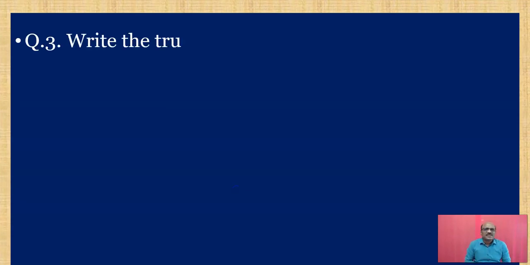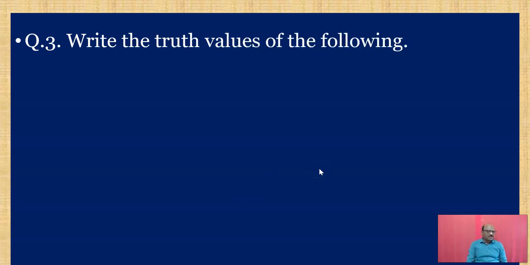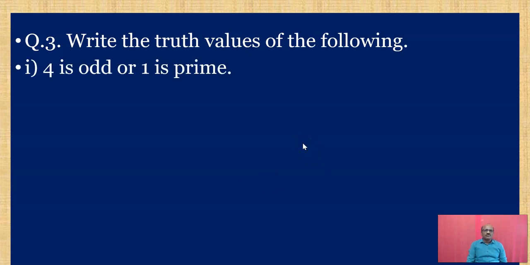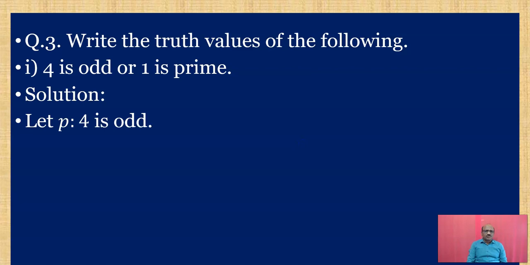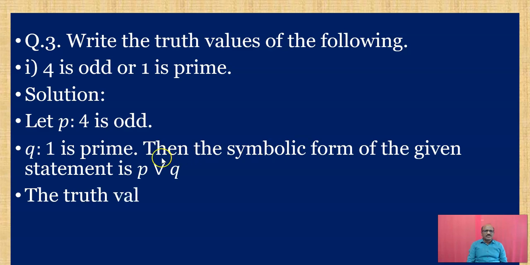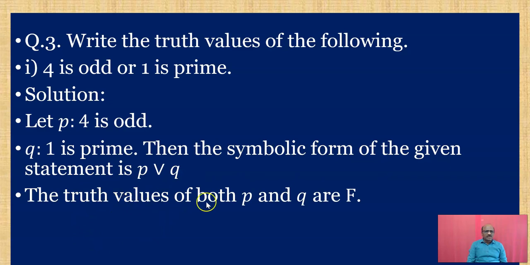Okay, next. Question number 3. Write the truth values of the following. 4 is odd or 1 is prime. Now P is 4 is odd, Q is 1 is prime. Then the symbolic form of the given statement is P or Q. The truth values of P and Q both are F. Therefore, F or F is again F.